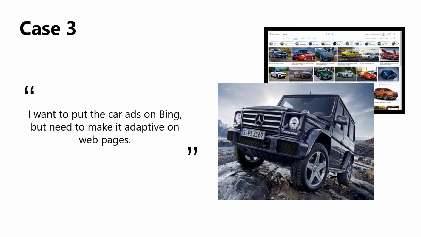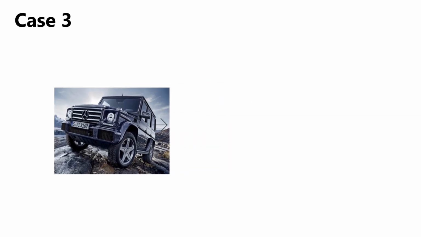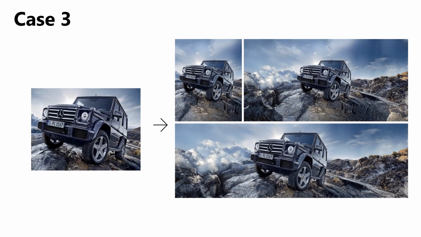In case 3, I want to put the car advertisement on Bing, but need to make the original photo adaptive on different web pages. Through Neural Infinity, images of corresponding height and width can be generated according to the needs of different sizes. You don't need to crop the pictures anymore.